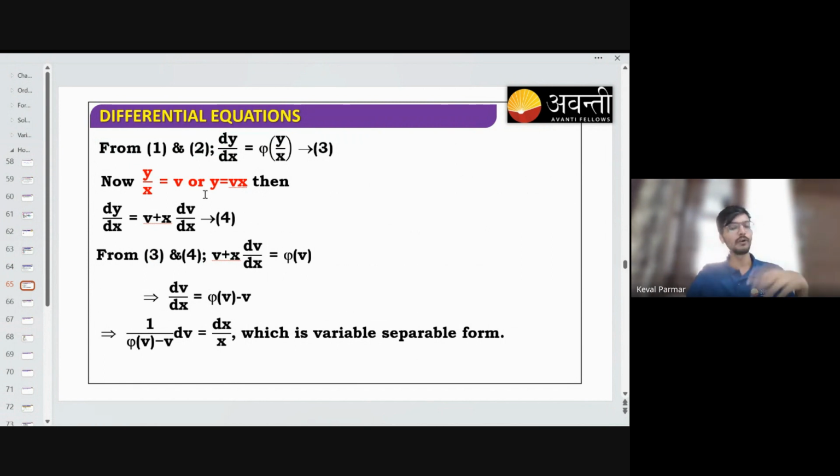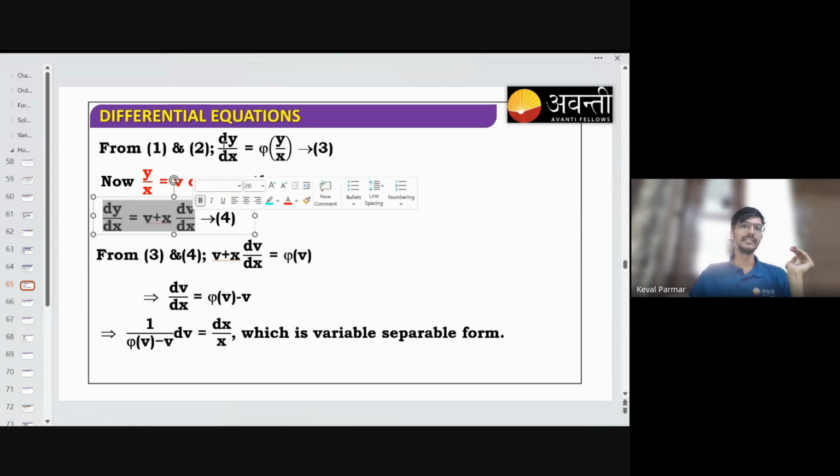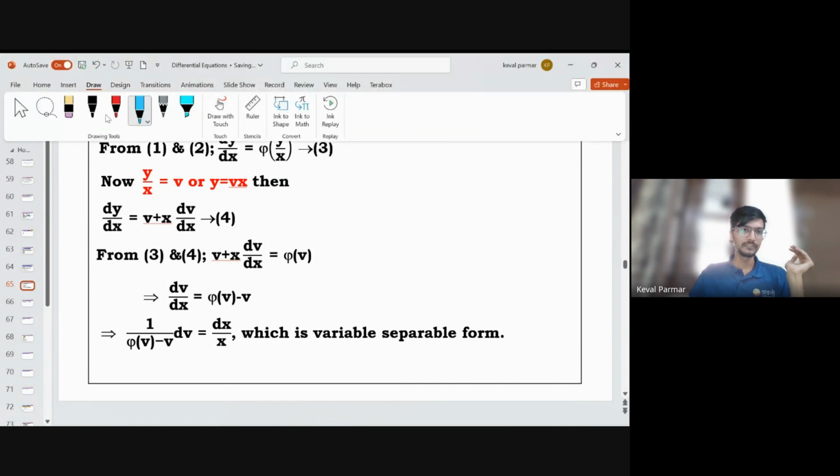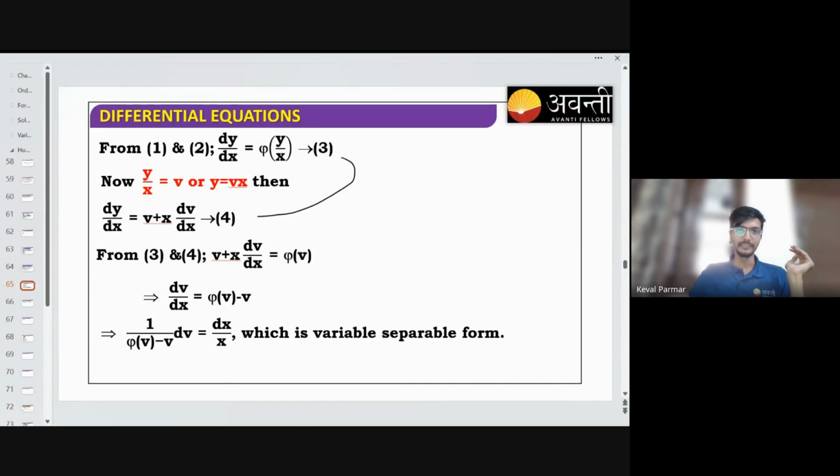After substitution, what we generally do is differentiate. It is a common step. If I differentiate with respect to x, here I'll use the chain rule. And then I substitute this value in the original equation. My equation will now become variable separable. You can see here, if I substitute this here, my equation will look like this, which is obviously variable separable, which is the ending.